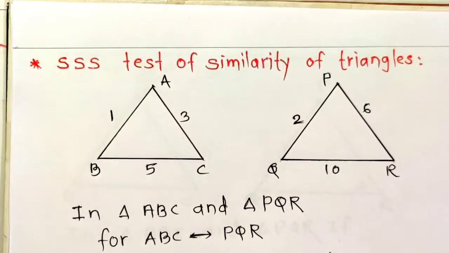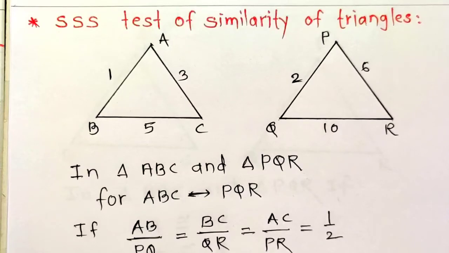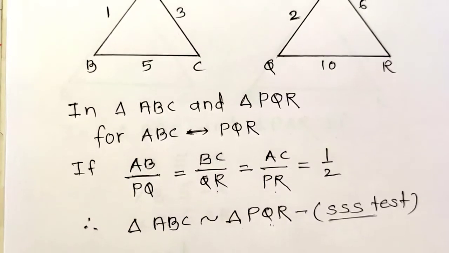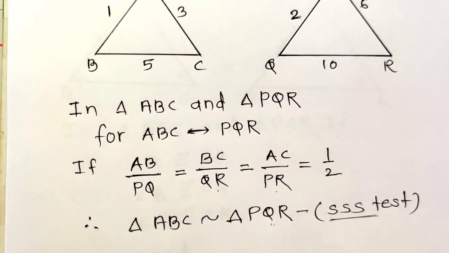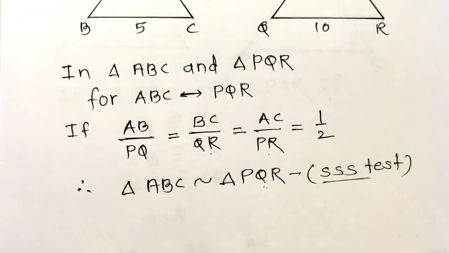So let us see that SSS test again. In triangle ABC and PQR, if all the three pairs of corresponding sides are in proportion, that means AB by PQ is equal to BC by QR is equal to AC by PR, then by SSS test, these triangles become similar. So remember these four concepts: similar triangle, AA test of similarity, SAS test of similarity, and SSS test of similarity, because we have to use all these concepts in this practice set 1.3.